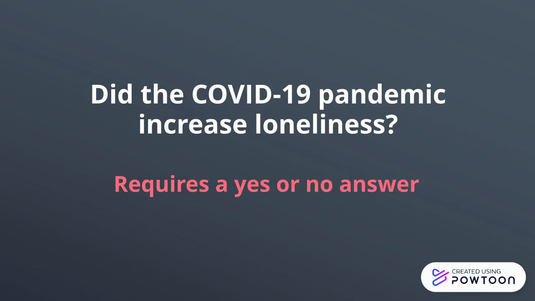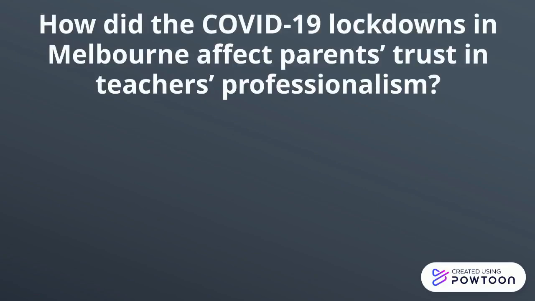A much better approach is to ask a specific question that you can research and get an answer for effectively. Here is an example of just such a question. How did the COVID-19 lockdowns in Melbourne affect parents' trust in teachers' professionalism? This question has been designed using the PICO strategy. PICO stands for Population, Intervention, Comparison and Outcome. This is certainly not the only way to design research questions, but I have found it to be particularly useful in designing questions that are specific, clear, and researchable.